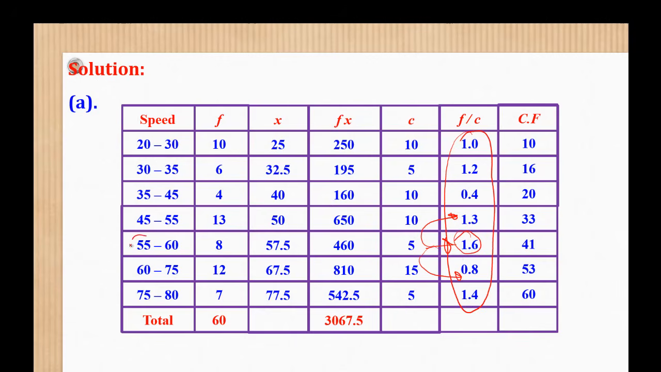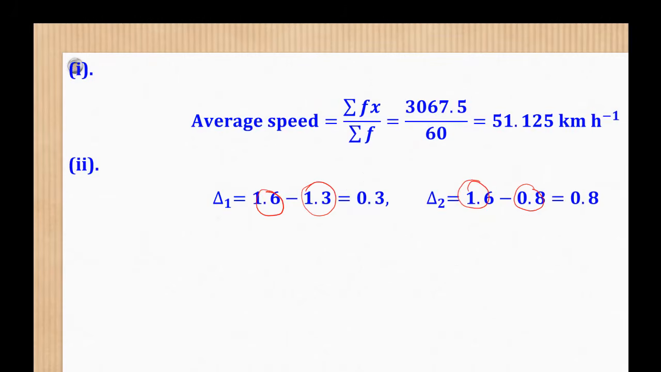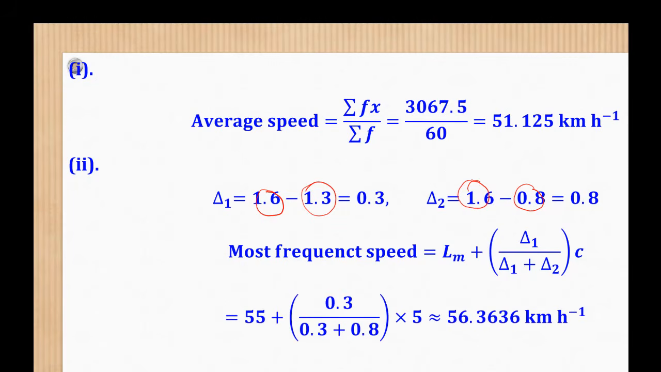Then this will be the lower class boundary, and the class width is 5. So now that we know delta 1 and delta 2, we can code the formula correctly, then substitute in the formula to get the output, which is the question they wanted.